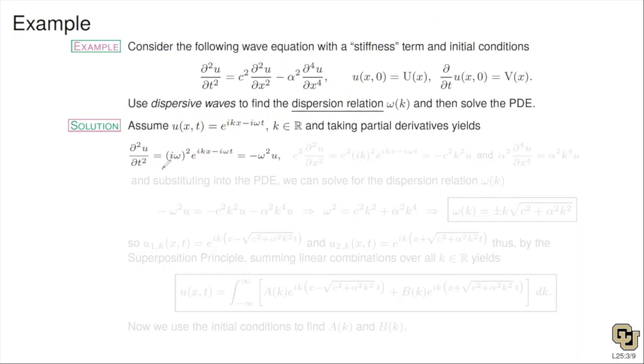And then i omega squared is just i omega times i omega. So this is i squared omega squared, but i squared is -1. And here, e to the i(kx minus omega t), well, that's just what we're calling u. So that's where this u is coming from right here. And here, this term, i omega squared, is right here.